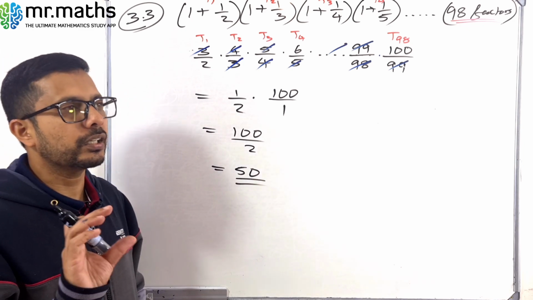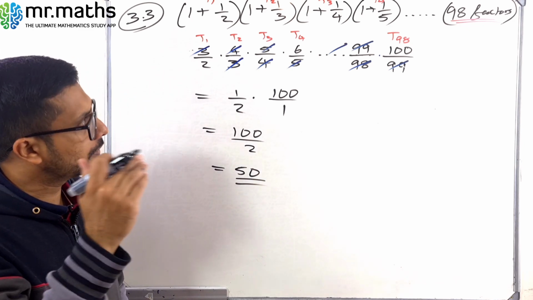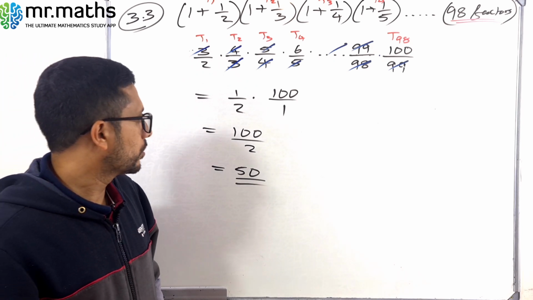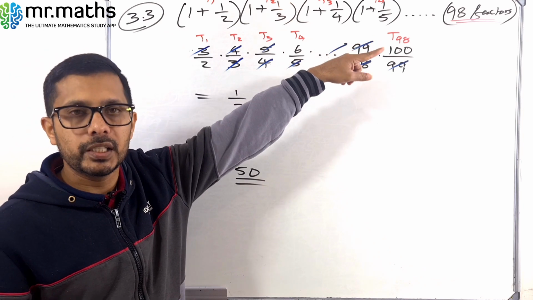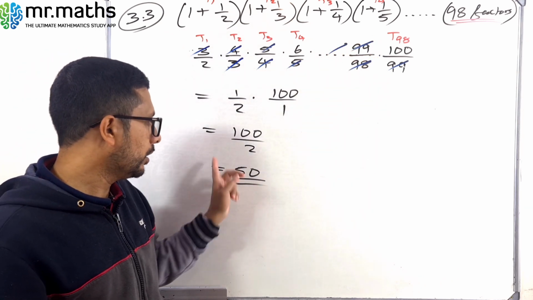So that's an observation. There is a special type of question: find the product of this one, 98 factors. So the product is going to be 50.